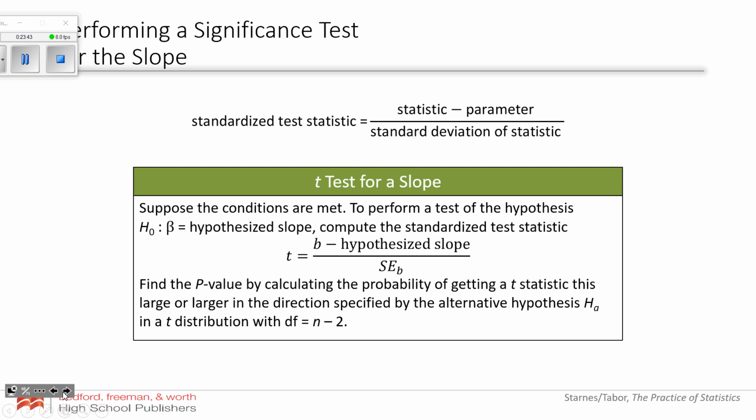And here's what it's going to look like. So t is equal to the statistic, which is the slope from the sample, so b, right? Minus the hypothesized slope, which we'll talk about in a second. For our purposes, most of the time it's going to be 0, but we'll talk about why in a second. And then divide it by the standard error of b. Degrees of freedom is n minus 2, just like before. And the standard error of b is in the same place on the formula sheet. Cool?